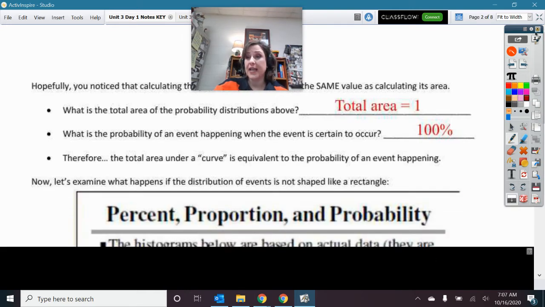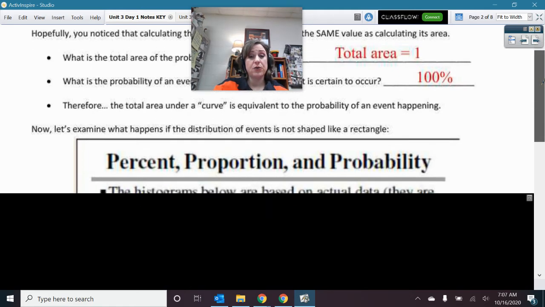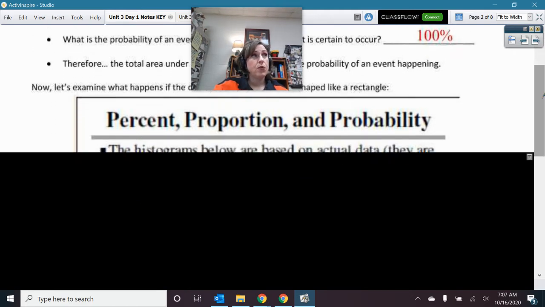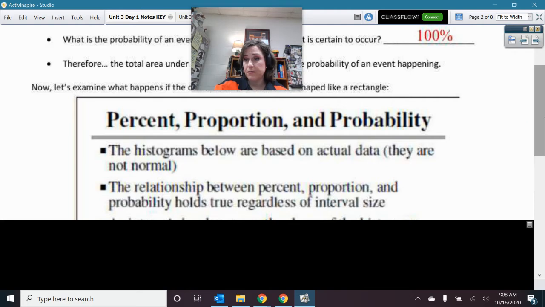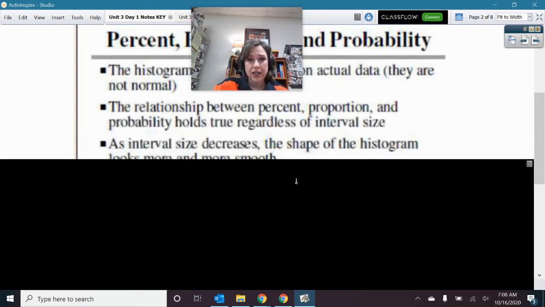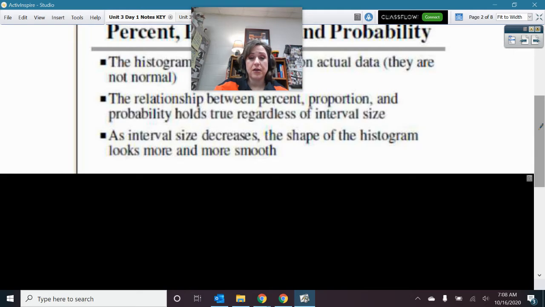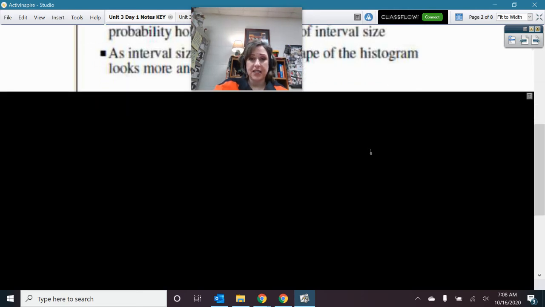Okay, so now let's bridge from rectangles into more worldly data sets. So these histograms below are based on actual data. They're technically not what we officially call normal or whatever. So I want to make this connection between percents, that is the probability, your proportions, and those probabilities. Okay, so let's take a look at these pictures here.